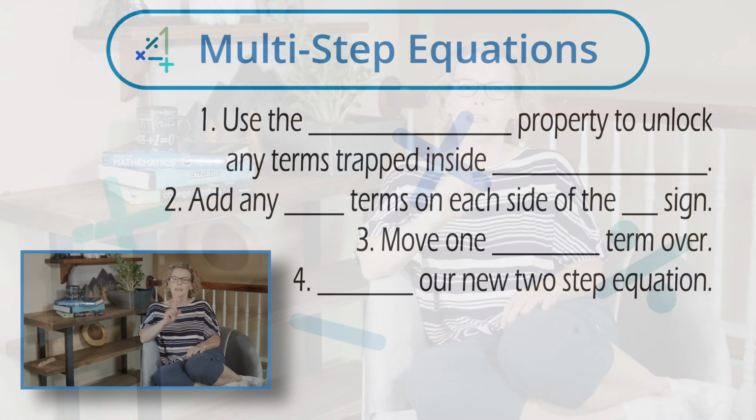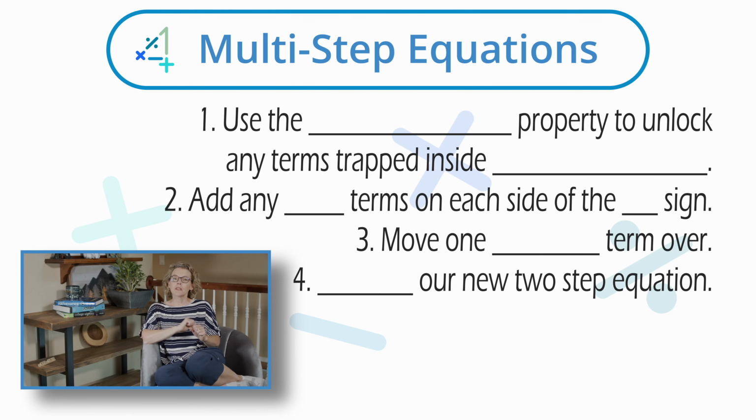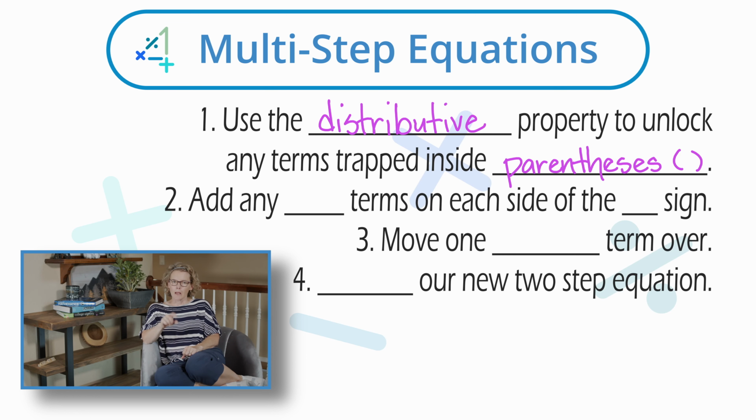Before we tackle this, let's list our steps on how to solve these. Step 1. Use the distributive property to unlock any terms trapped inside parentheses. If you see parentheses with unlike terms inside and a number in the front, the right thing to do is the distributive property.